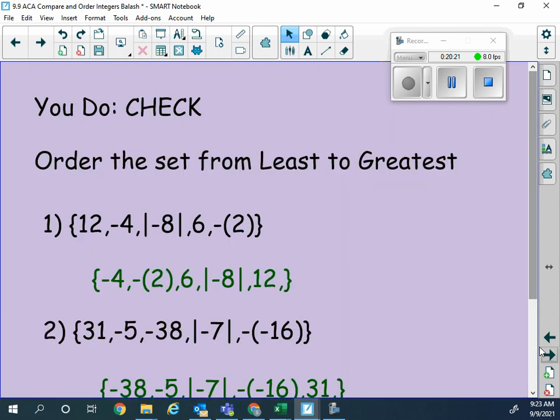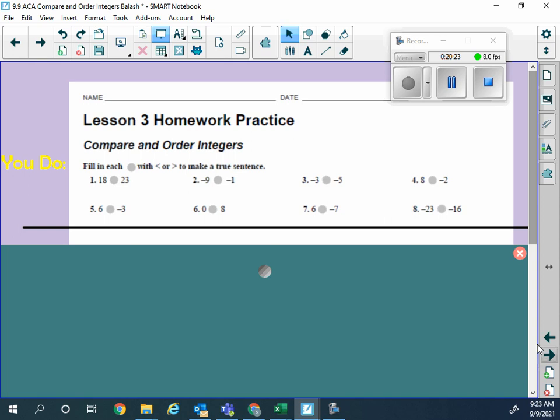All right, turn your paper over on the back. Guys, all I want you to do is number 1 through 8. That's the top little section only, and stop, and then we're going to check, okay? Pause the video. There we go.